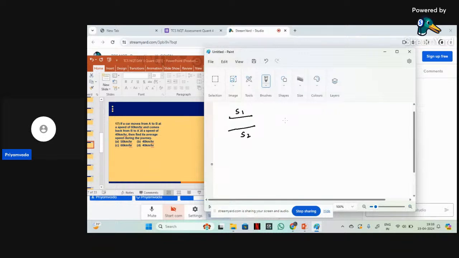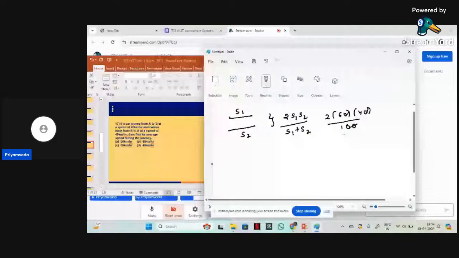And they are asking us to find out the average speed during the entire journey. For us to calculate the average speed during the entire journey, there is a formula. Please memorize it. When it is given that a car or any item is moving from A to B with speed S1 and B to A with speed S2, and S1 plus S2, that is 60 plus 40, that is 100. I'll be cancelling the zeros here. That is 2 into 24, that equals 48.